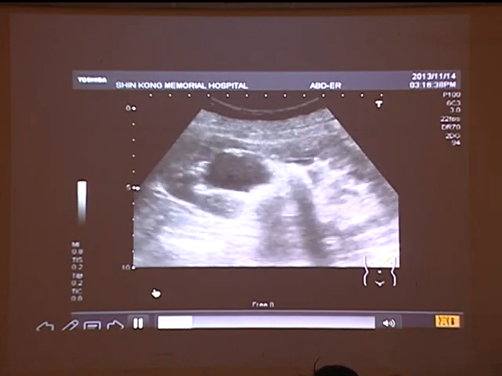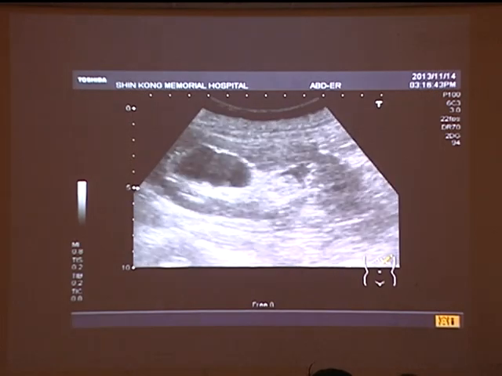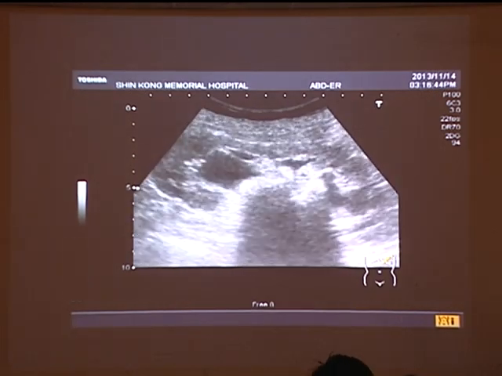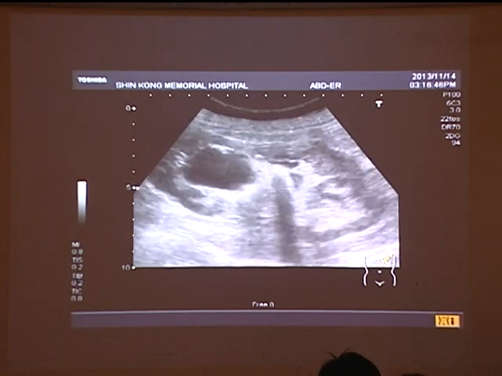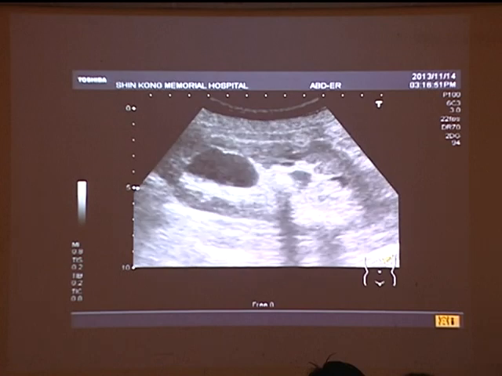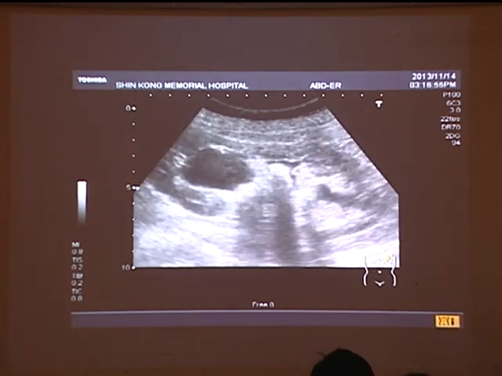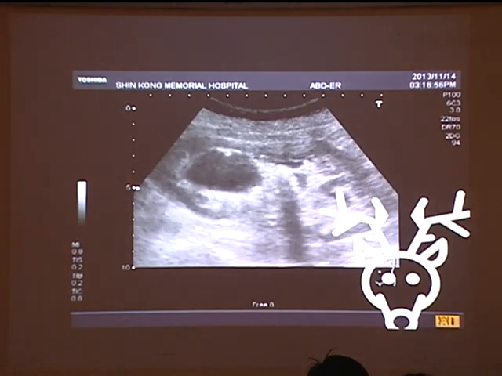This patient also has multiple stones with acute pain. The stone character is a little different because there are multiple stones, and you can see a lot of acoustic shadows behind the kidney stones and also the hydronephrosis. Sometimes we call this kind of stone the staghorn stone.